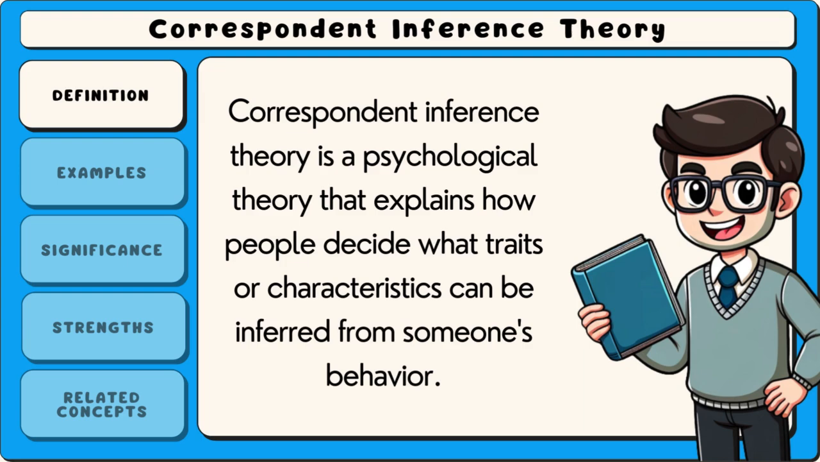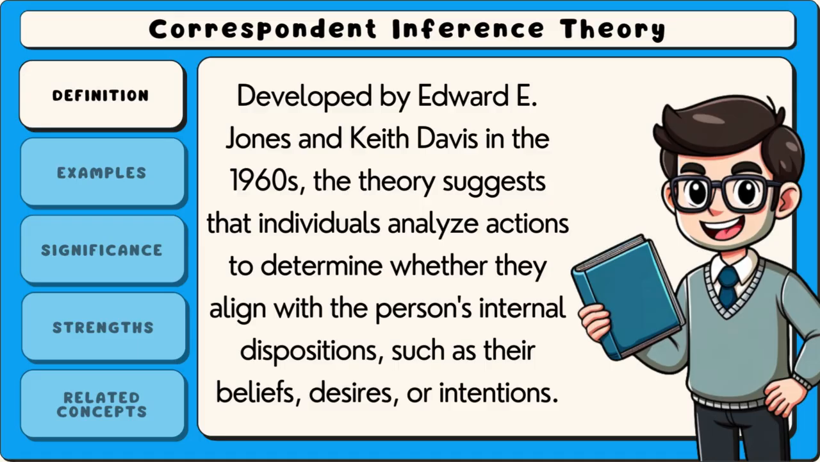Correspondent inference theory is a psychological theory that explains how people decide what traits or characteristics can be inferred from someone's behaviour. Developed by Edward E. Jones and Keith Davis in the 1960s, the theory suggests that individuals analyse actions to determine whether they align with the person's internal dispositions, such as their beliefs, desires, or intentions.